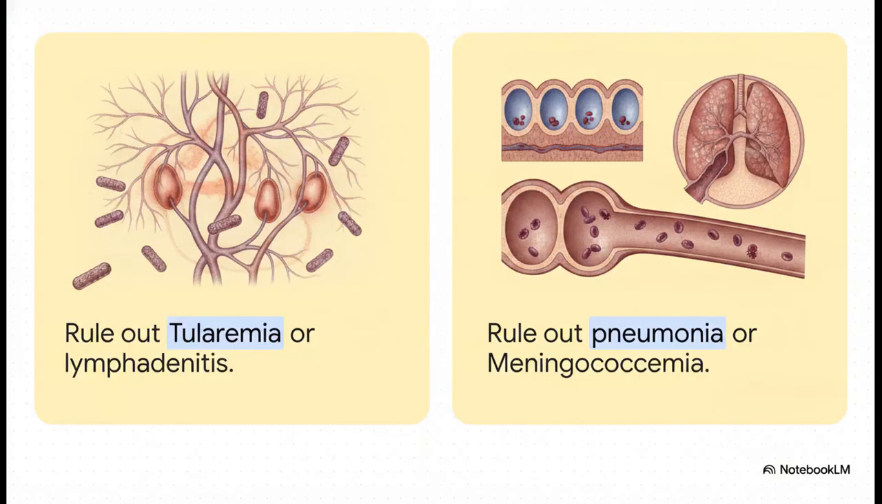Alternative diagnoses vary. Swollen lymph nodes could just be standard bacterial lymphadenitis or tularemia. Pneumonic plague mimics typical severe pneumonia. Septicemic plague, though, can mimic the severe systemic bleeding disorder seen in meningococcemia. Recognizing the clinical pattern is literally a matter of life and death.